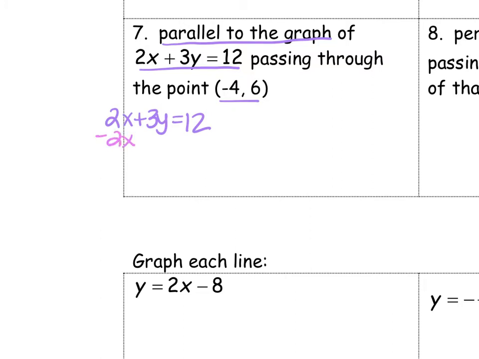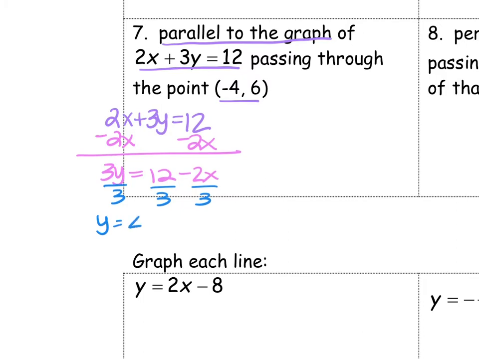So I'll start by subtracting 2x from both sides. That will give me 3y equals 12 minus 2x, and then I need to divide everything by 3. That tells me y equals 4 minus 2/3 x. So this equation here has a slope of -2/3. I need to write the equation of a line parallel to this equation.